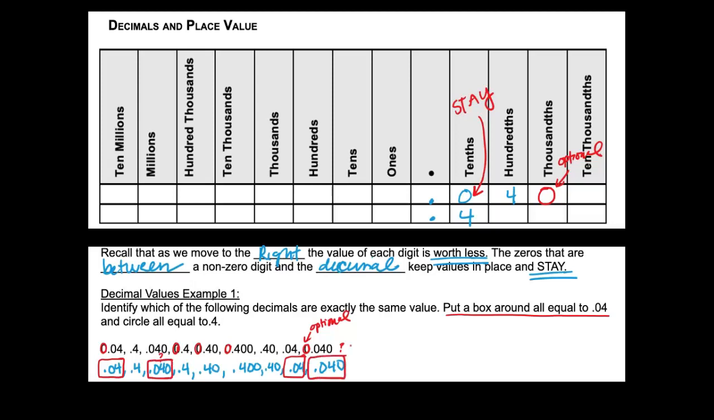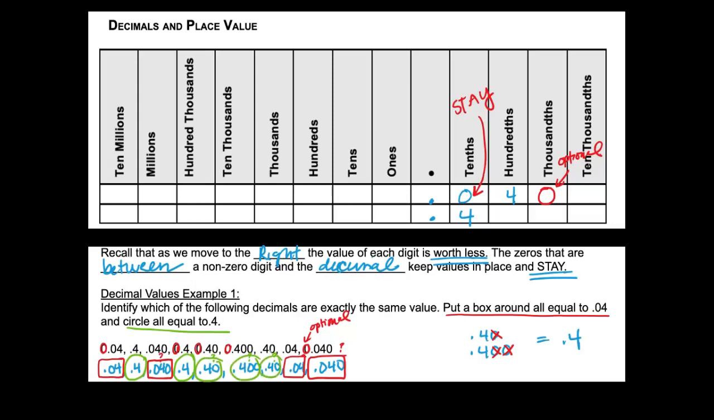Next I'm going to circle all that are equal to 0.4. This one looks like it's 0.4. This one looks like it's 0.4. This next one, let's talk about that in a minute. We've got some extra zeros on the end of these. Are these the same? 0.40, 0.400, and 0.40. All of those numbers have optional zeros at the end. Because the zeros are just at the end of the number and they're not in between the decimal and a digit, those are all optional. So those numbers are the exact same as 0.4. I'm going to put a circle around those as well.